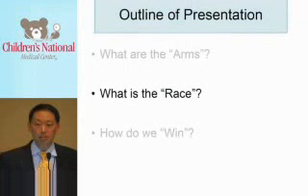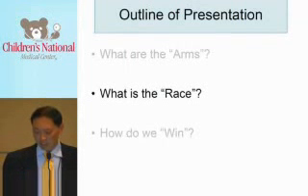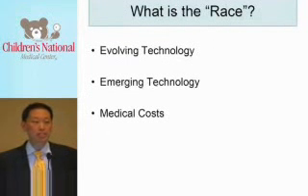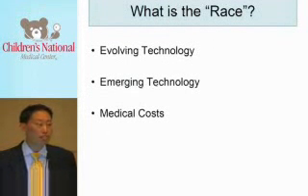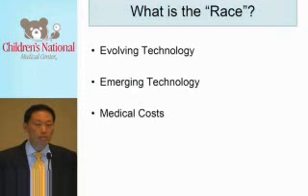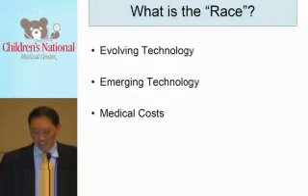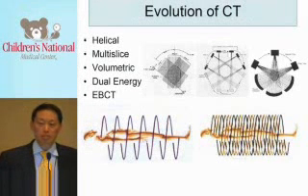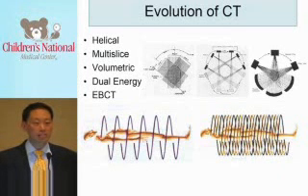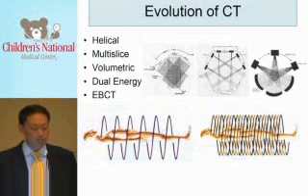Let's turn our attention now to the race. What is the imaging arms race? I'm going to talk about three major categories. One, evolving technology. Then talking about emerging technology, and lastly, medical cost, which is a formidable topic to discuss. Evolution of CT really points out how much things have changed in a very, very short period of time.